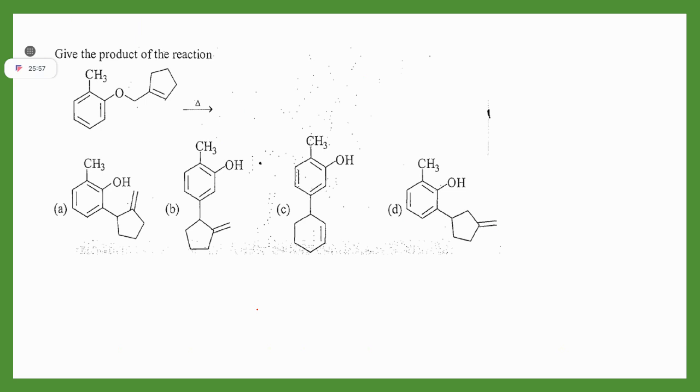You have to tell me the product of the reaction. First, you should know whether it is a Claisen or Cope. Then just draw the product. Take a 1 minute pause and then solve. So if we number this 1, 2, 3, 1, 2, 3. One of the atoms is your oxygen. It means it is a Claisen rearrangement.